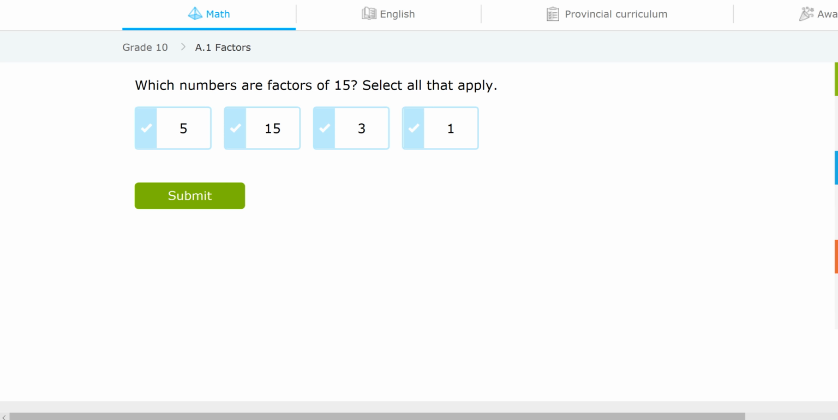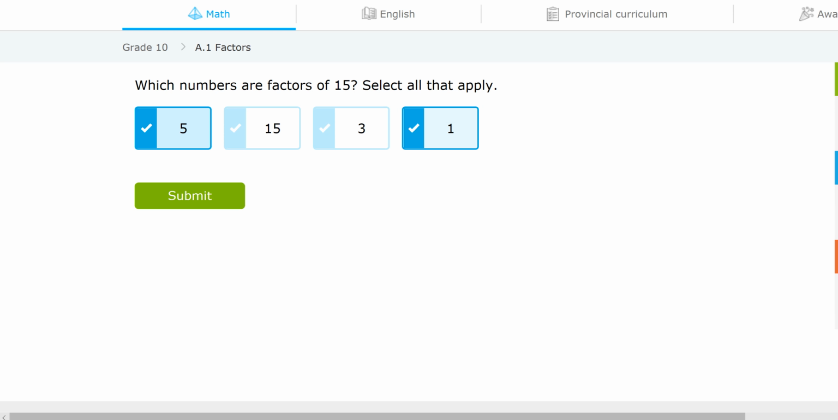Now, which numbers are factors of 15? 5. Good. Select all that apply. We have to select all the options. So you go for 5. How do you know that 5 is a factor of 15? Because 5 times 3 is 15. Good. Cool. So I selected it for you. Any other factor of 15? Any other number out of these which divides it? And then 1 is a factor. Good.